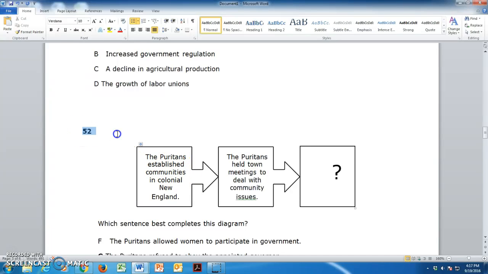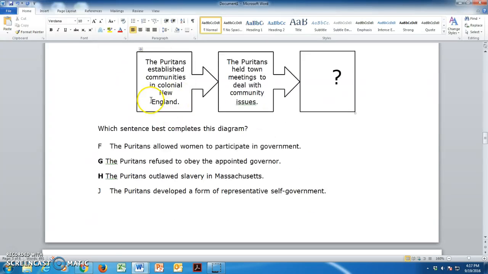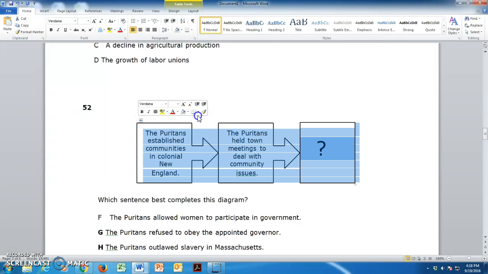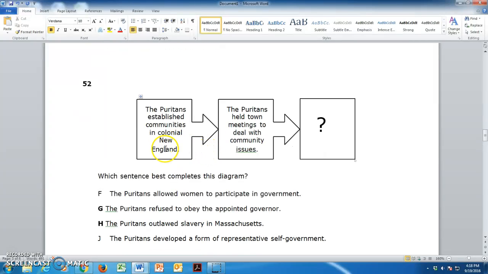So, the next one, question 52. This one you should kind of know. But it's complicated because you have to understand the chart. It's a fill in the blank question. These are some of the most difficult ones. It's about the Puritans. So, the Puritans are something we've already talked about. You can look through your notes if you want to try and answer this one. Feel free.